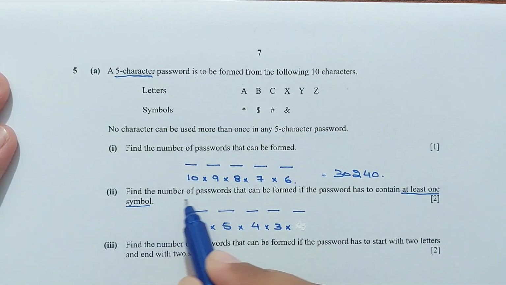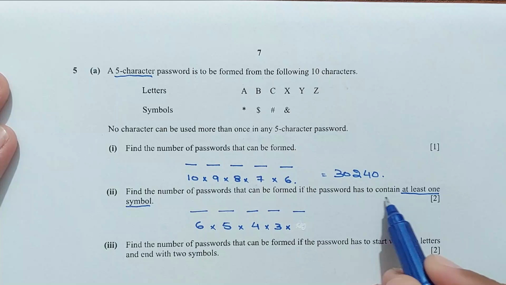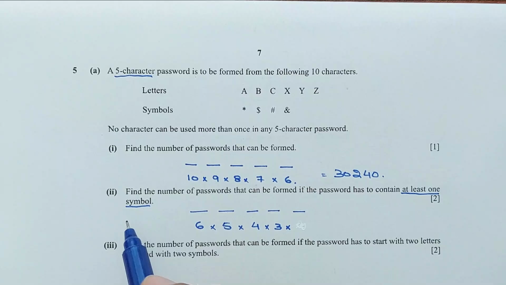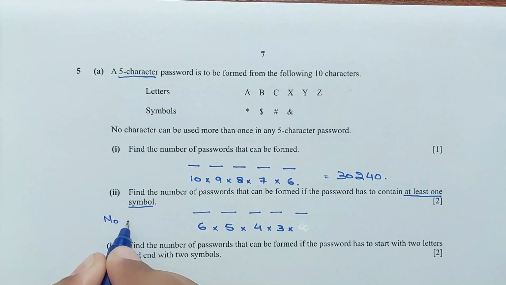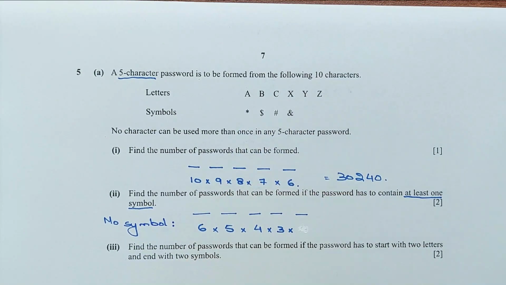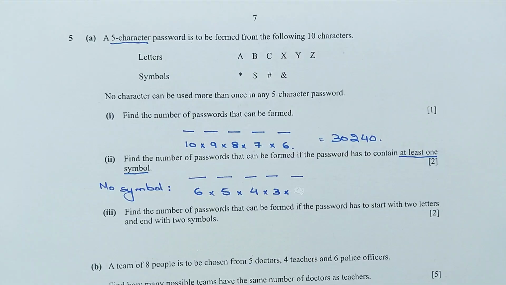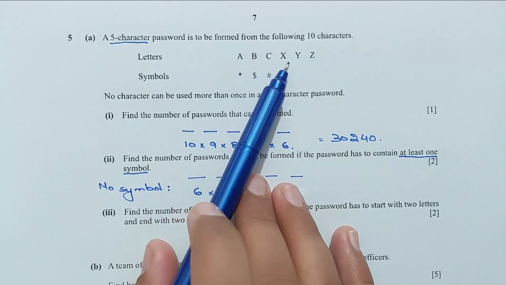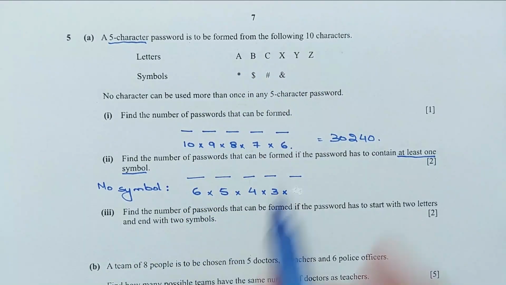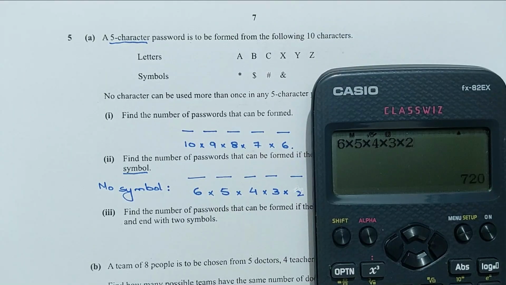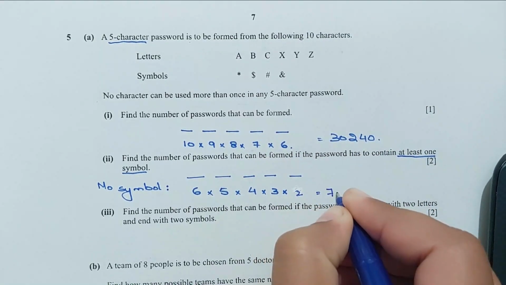Now for the second part, find the number of passwords that can be formed if the password has to contain at least one symbol. At least one symbol means 1 symbol, 2 symbols, 3 symbols, or 4 symbols, because we have 4 symbols. So let's do the case with no symbols first. When there are no symbols, all the 5 characters of the password are letters. We have 6 letters, so 6, 5, 4, 3, and 2. So 720 when we have no symbols.